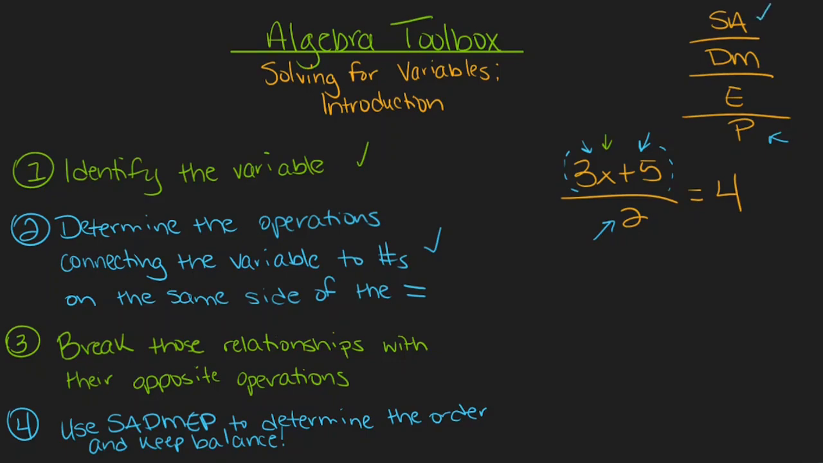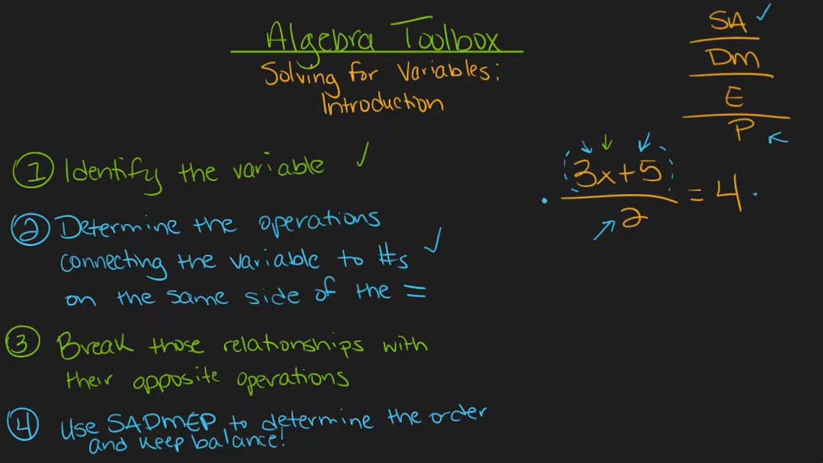With division and multiplication, I'm looking for either of those operations outside the parentheses. We do have that with the 2. The operation connecting the 2 with x at the moment is division, right? Because any fraction symbol is really just a division problem waiting to happen. In order to break the relationship between x and 2, I need to use the opposite operation. The opposite of division is multiplication, so I know I'll be multiplying on both sides.